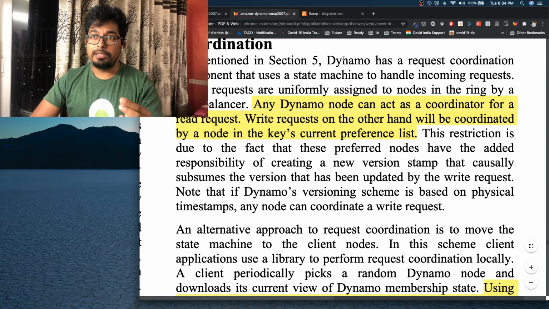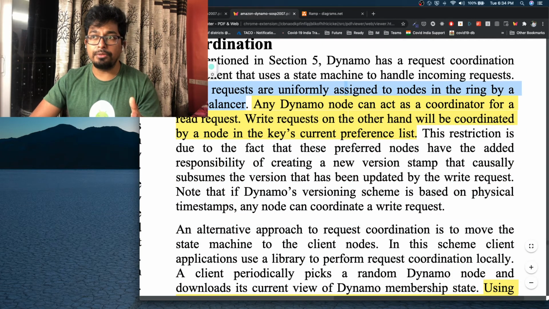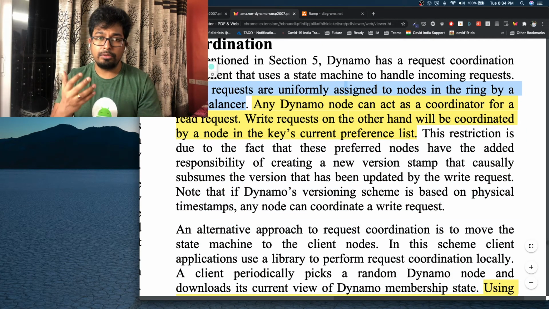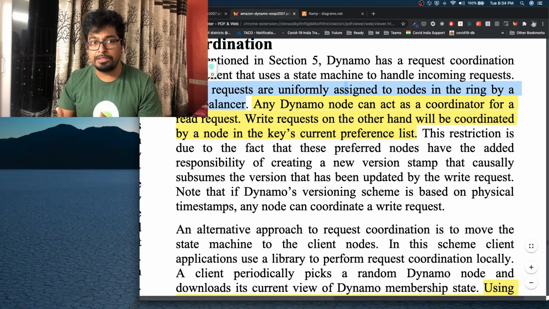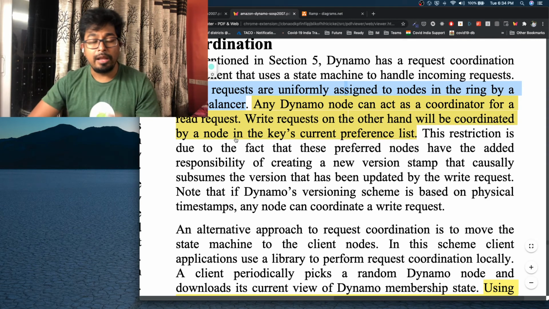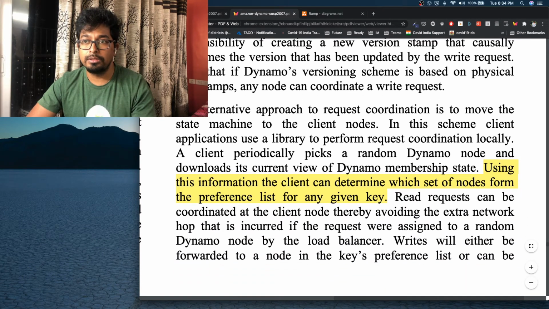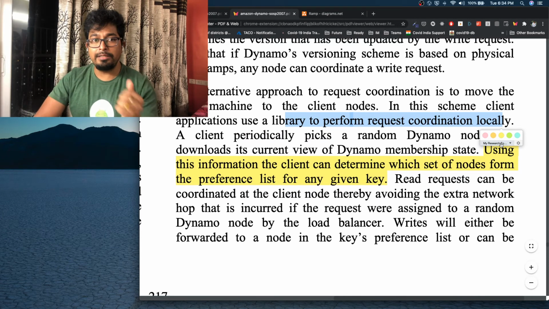One of the ways that you can have request coordination is that client requests are uniformly assigned to nodes in the ring by a load balancer. So the load balancer also knows about the membership. For read, it assigns to anyone on the ring. For write, it assigns to the correct machine. An alternative approach to request coordination is to move the state machine to the client nodes. In this scheme, client applications use a library to perform request coordination locally. So the client directly reaches the concerned machines instead of going through a load balancer.